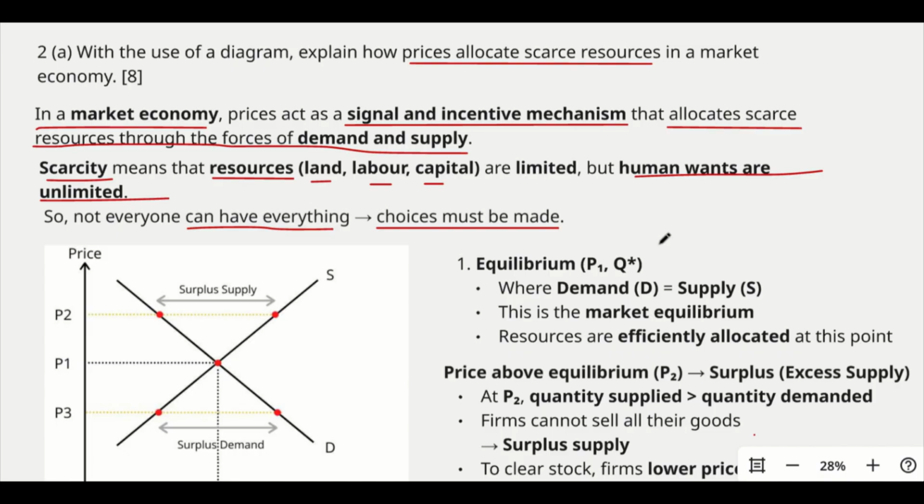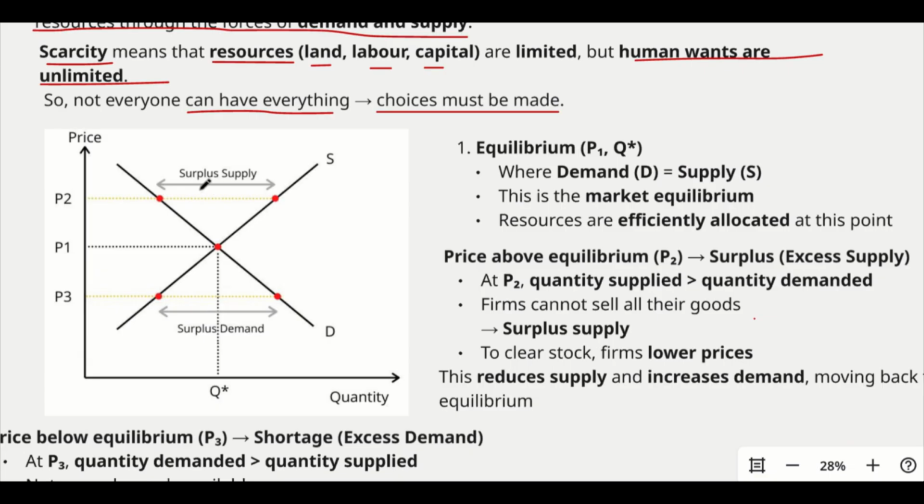So let's see how this price mechanism is working. For that, we can use the normal demand and supply graph. In the graph, we have the demand, the downward sloping curve, and we have the supply curve here. The initial equilibrium is at Q star and P1, where demand is equal to supply. That is where the equilibrium is. This is the market equilibrium. Resources are efficiently allocated at this point, so there is enough to satisfy everyone's demand.